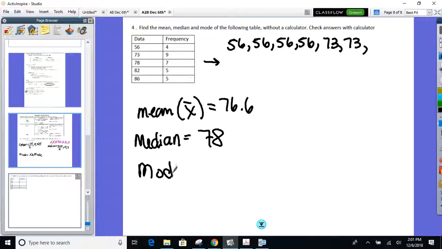The mode. Don't try to locate it. Your calculator's not going to give you the mode. You should be able to do this on your own pretty quickly. It's the most frequent one. 73.